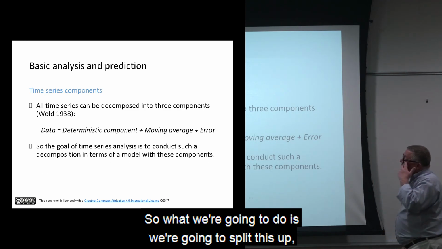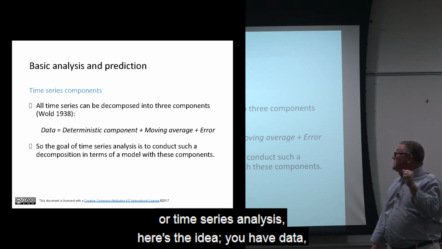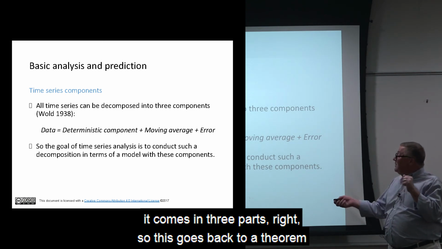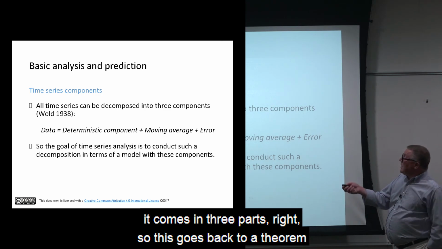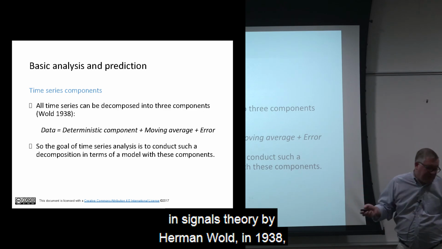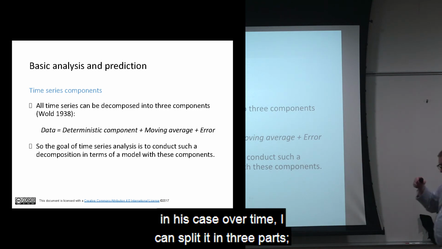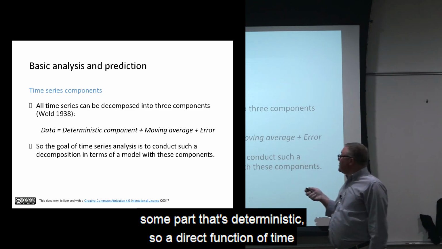So what we're going to do is we're going to split this up. For those who haven't been into signal processing or time series analysis, here's the idea. You have data. It comes in 3 parts, right? This goes back to a theorem in signals theory by Hermann Wold in 1938, where he basically says, okay, if I observe some signal, in his case over time, I can split it in 3 parts.